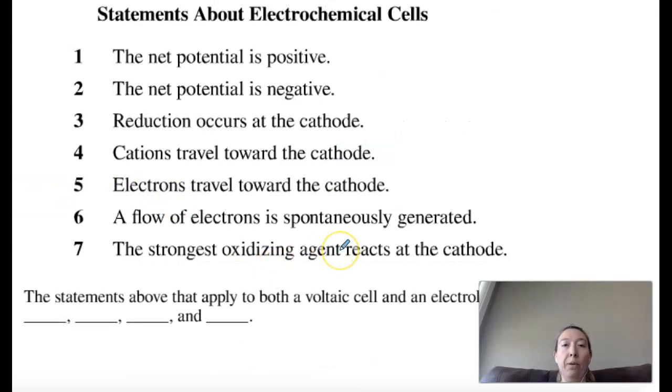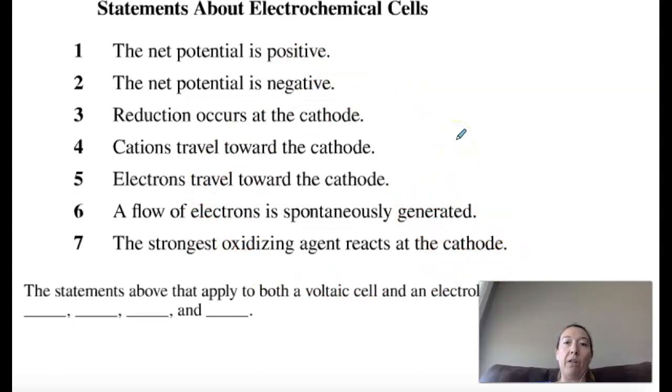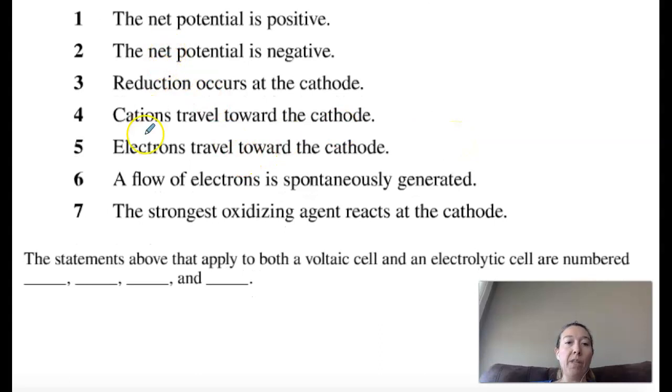So here's a super common question. Every single diploma has some version of this, and you will see when you flip through the notes that you probably have about 5 different versions of this throughout it. So these are statements about electrochemical cells. There are 7 of them. It says the statements above that apply to both a voltaic and an electrolytic cell are numbered.